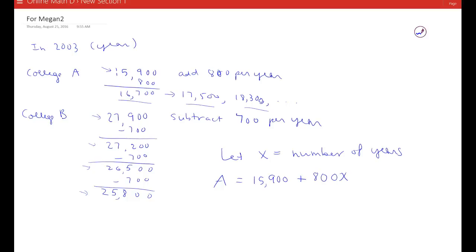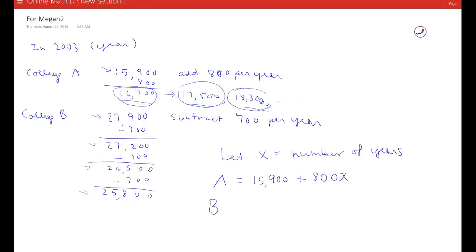So the first year we add one group of 800. The next year we add two groups of 800 because 2 years have gone by. The next year we're adding three groups of 800 from what we started from. So this equation tells you how many students are there after x years.